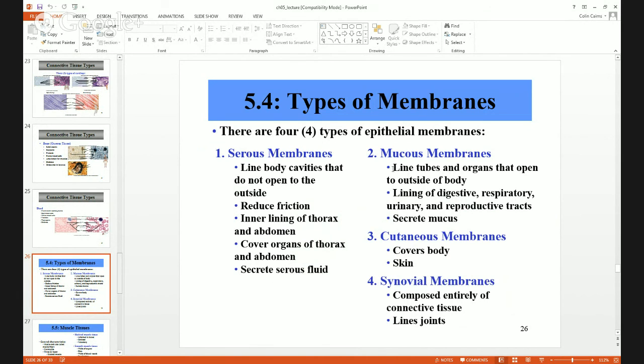The mucous membranes line the tubes and organs that open to the outside of the body. So you'll find it in the lining of the digestive, respiratory, urinary, and reproductive tracts. It secretes mucus. Cutaneous membranes cover the body, so it's found in the skin. Synovial membranes are composed entirely of connective tissue and line the joints.